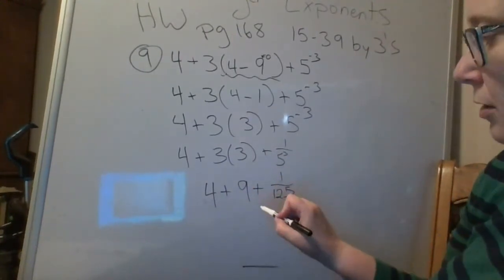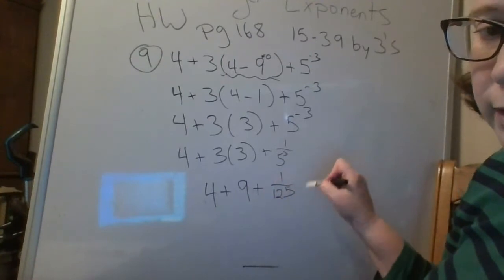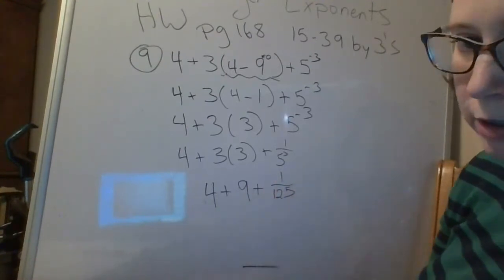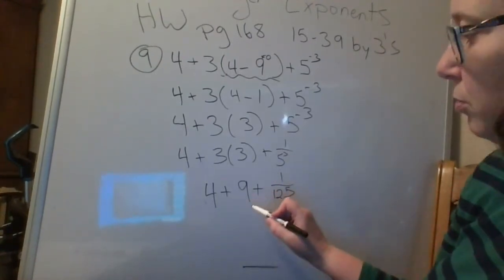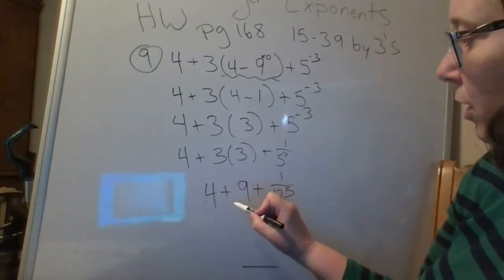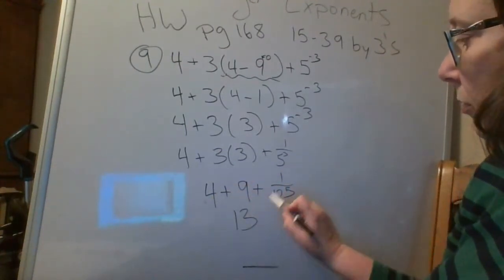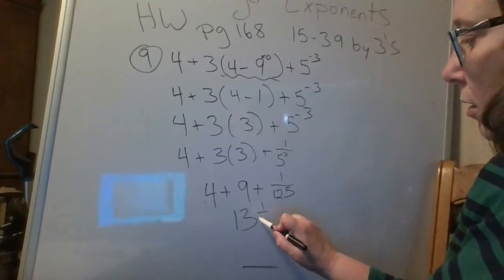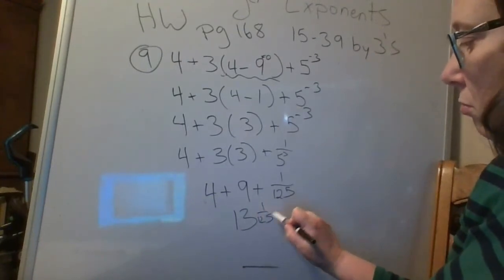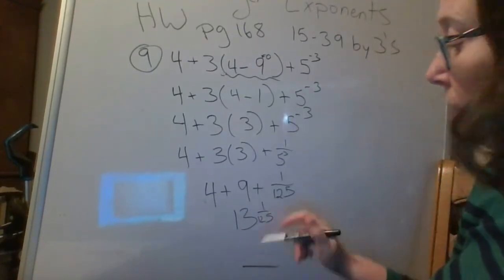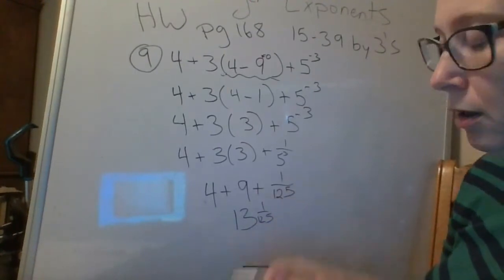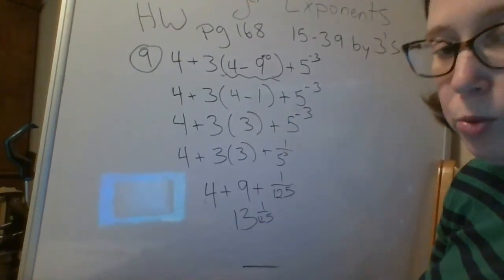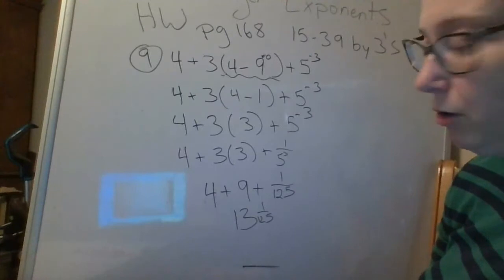Now I need to add all this together. With adding, these fractions are even easier than with subtracting. I'm going to add up my whole numbers, and then my fraction just kind of joins on. So I have 13 and 1/125th for my final answer here.